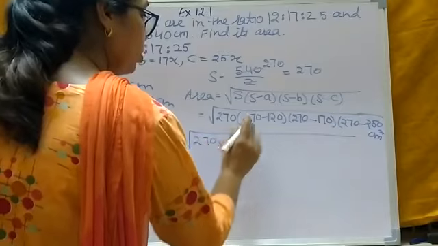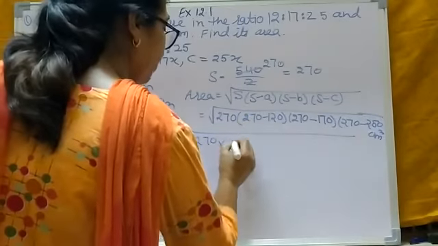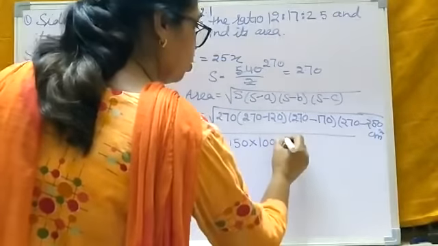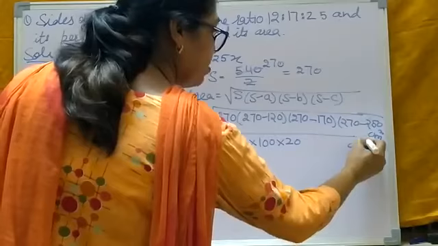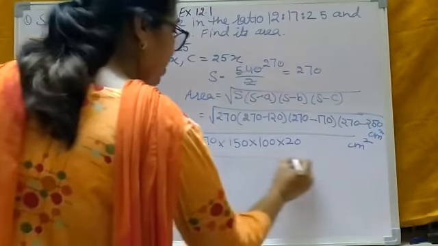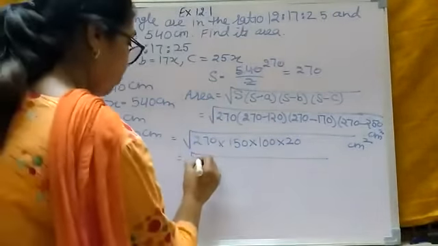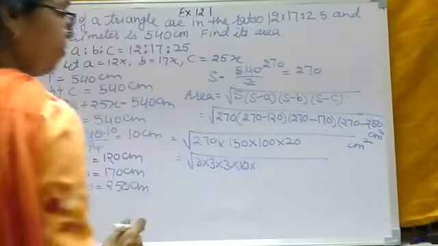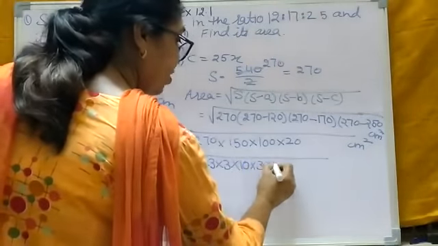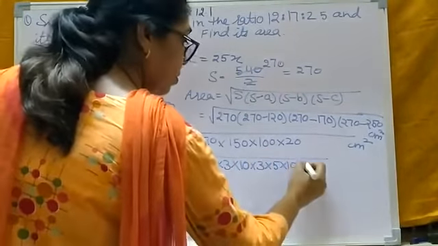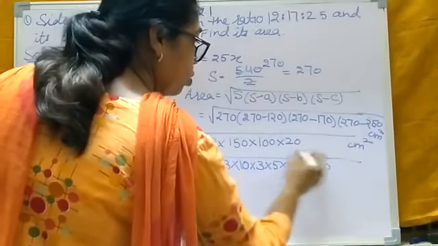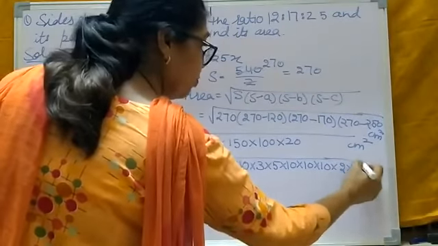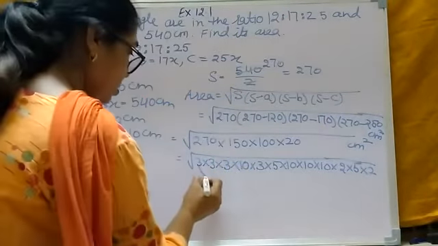270 into (270 minus 120 is 150) into 100 into 20 centimeter square. We make the factors. 270 is 27 into 10, 3 into 3 into 3 into 10. 150 is 3 into 5 into 10. 100 is 10 into 10. 20 is 2 into 5 into 2. We make the pairs.